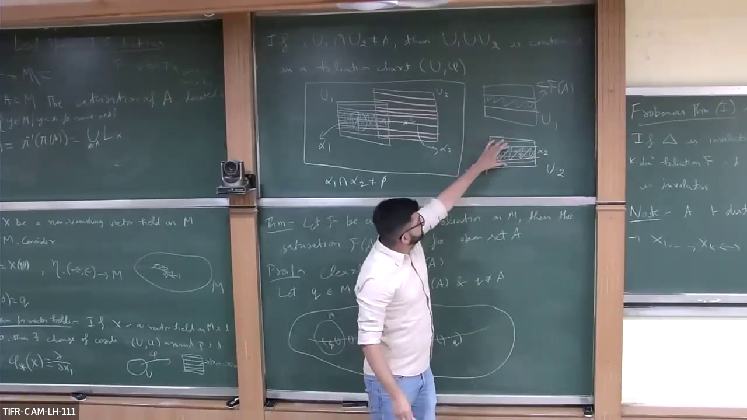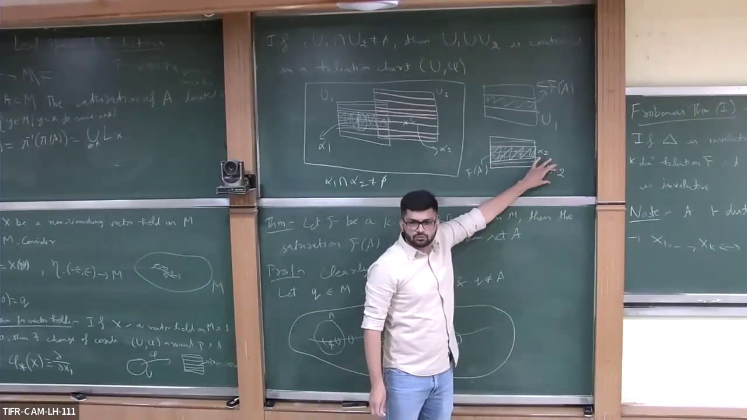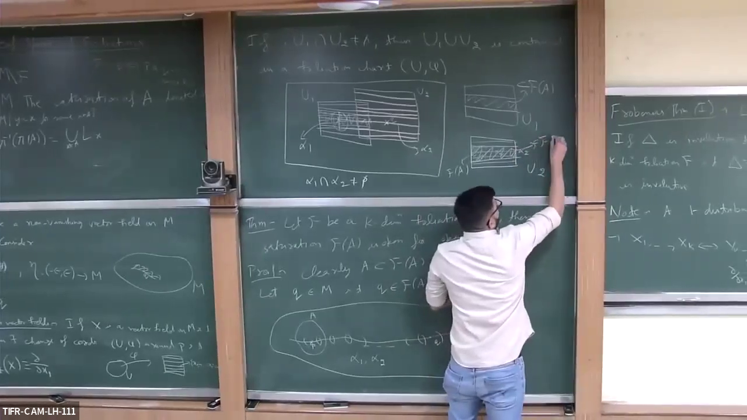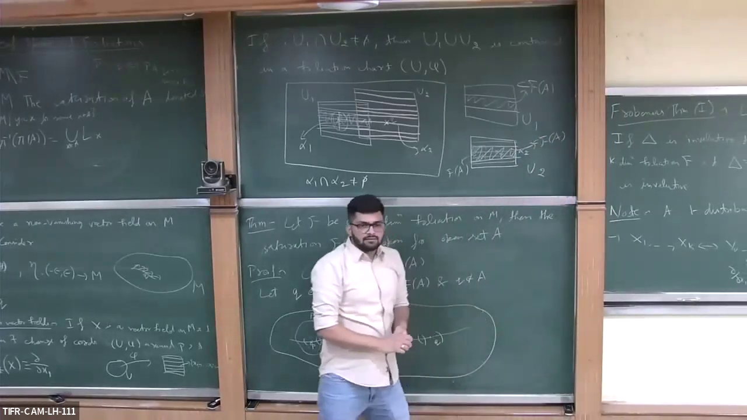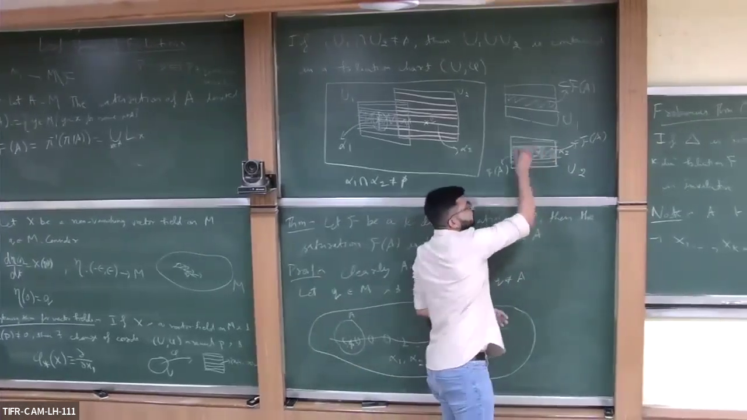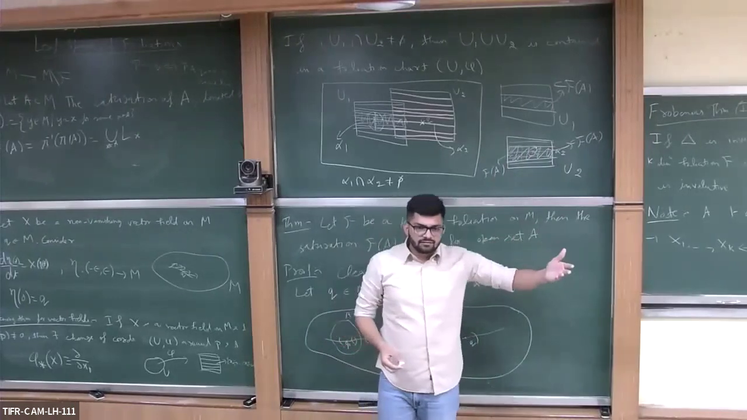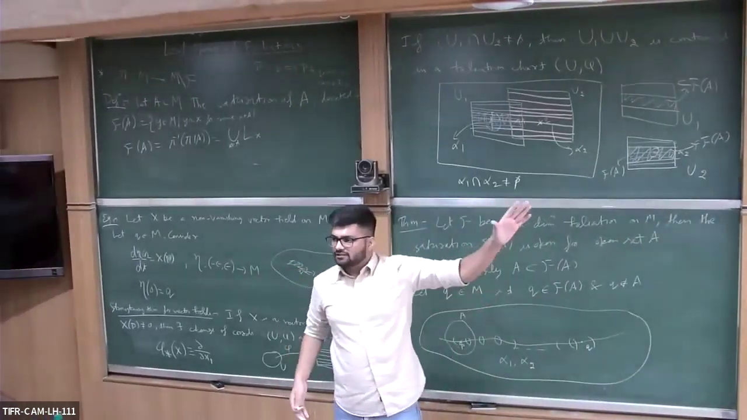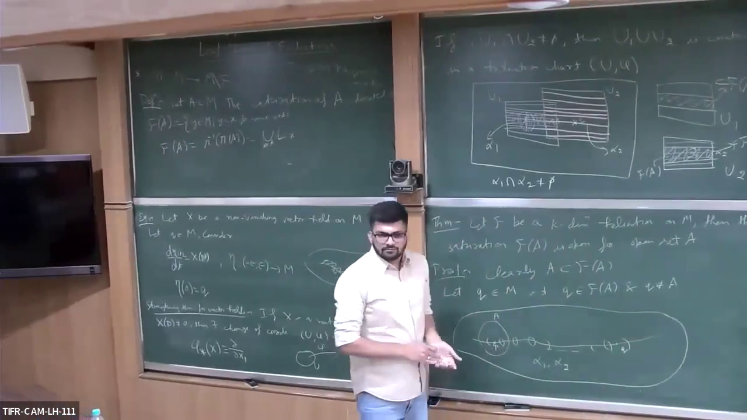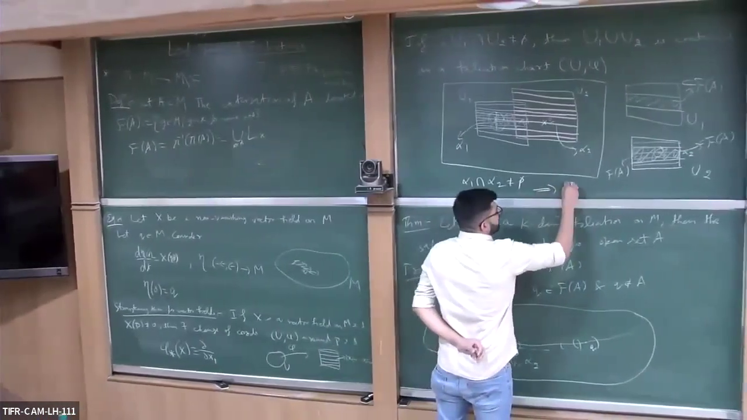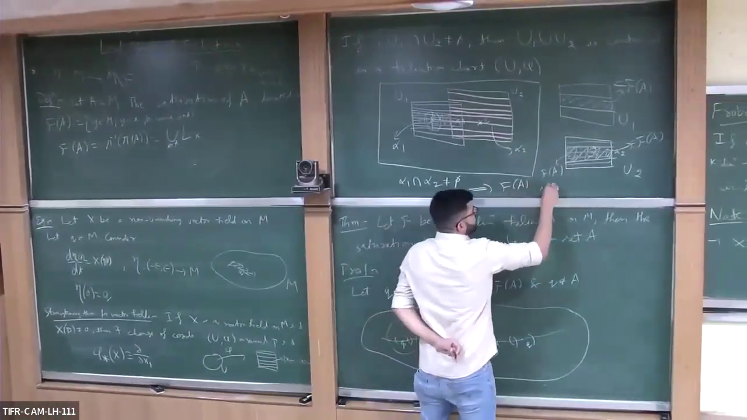At least this set is in U2, which is in FA. Again, now this is in the set of FA. We get a neighborhood of Q from here, which is in FA. And if this Q is far enough, we can do it in finitely many steps. This is how we prove. This tells us that this is open.